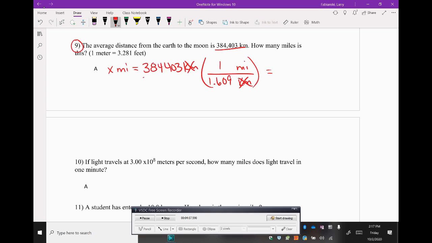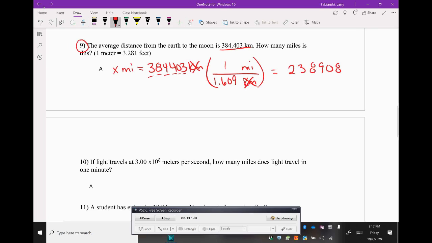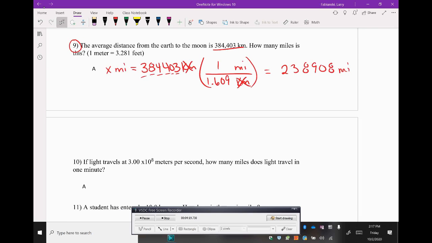rounding to the correct number of sig figs, 1, 2, 3, 4, 5, 6. We get 238,908 miles. I'm sorry about that. 238,908 miles.